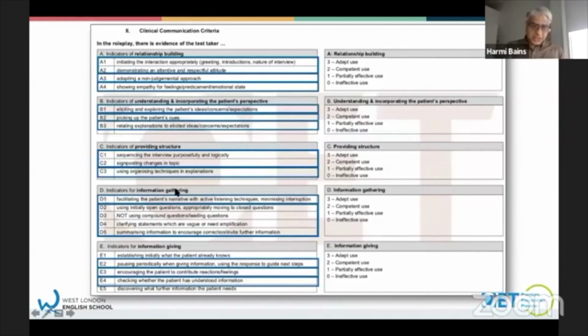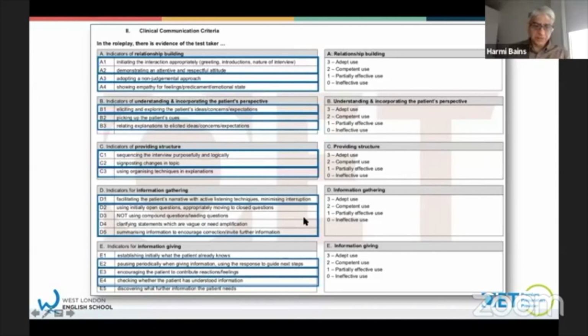Here we've got information gathering, one box we didn't tick: facilitating the patient's narrative with active listening techniques, minimizing interruption. She never interrupted the patient, and it's really important that you don't interrupt the patient. Let the patient interrupt you, but don't interrupt the patient. And that's really what the nurse did.